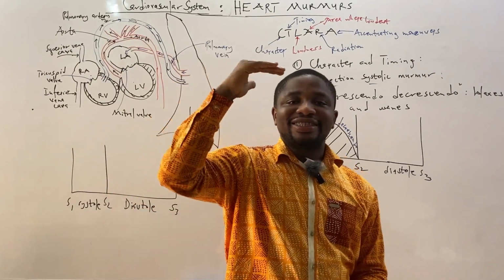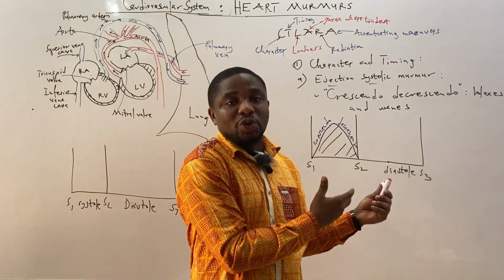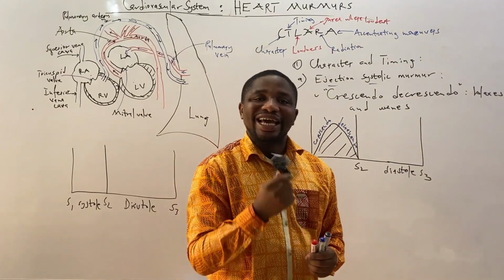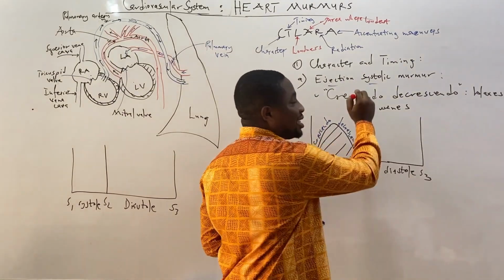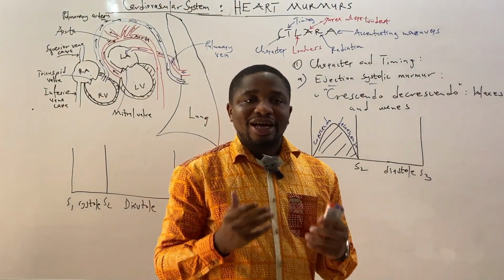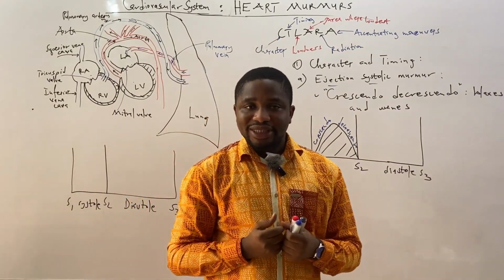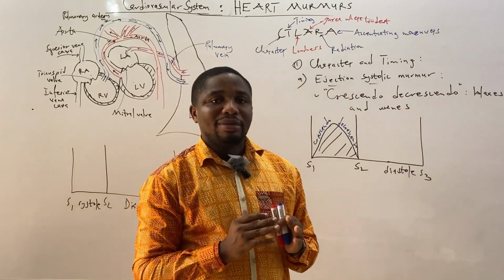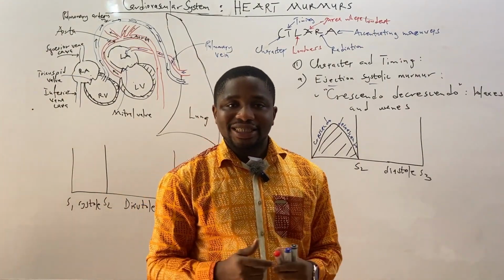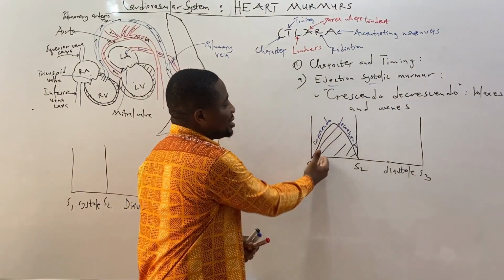Crescendo means you are climbing, decrescendo means you are descending. This crescendo-decrescendo nature can also be described as a waxing and waning character, meaning that it waxes, that is, it's climbing up, and it wanes, meaning it is descending. So the ejection systolic murmur has that waxing and waning pattern, also known as the crescendo-decrescendo. From the name, it is going to be in systole, and it's as a result of ejection. It will have the crescendo-decrescendo pattern as described in this diagram.